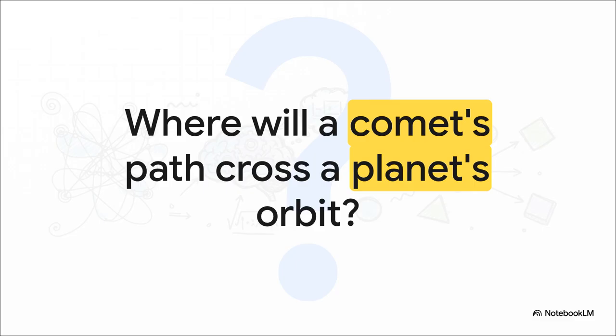So, let's kick things off with a pretty cosmic question. Picture this. You're an astronomer, you're tracking a comet's path, which is an ellipse, and you're also tracking a planet's orbit. How in the world do you figure out if, and more importantly, where those two paths might intersect? This isn't just a thought experiment, it's a real-world problem, and getting it right is, well, kind of important.